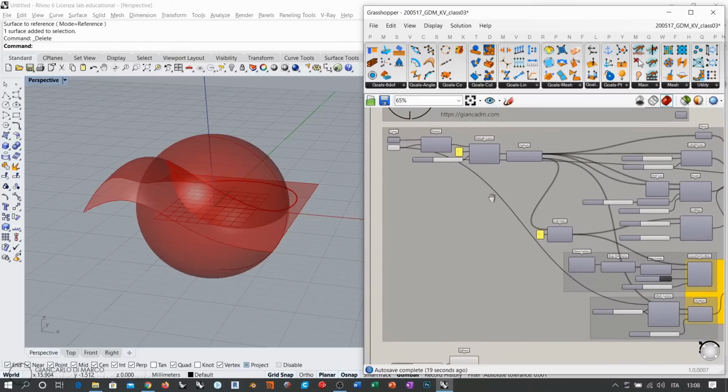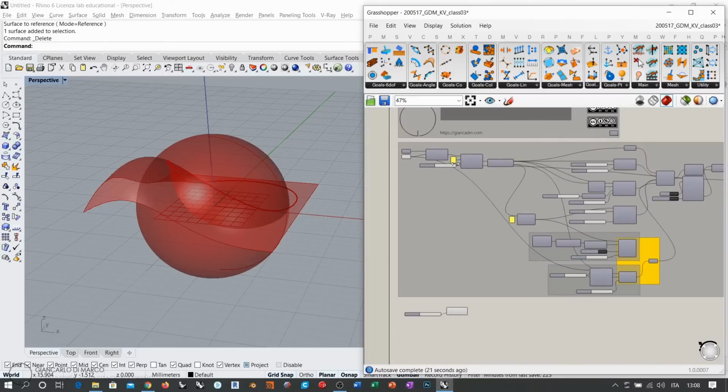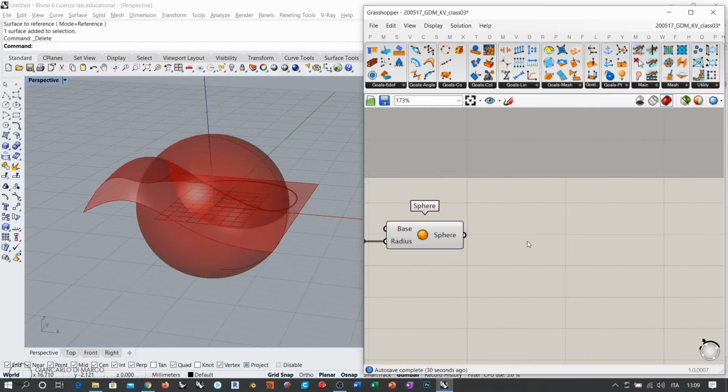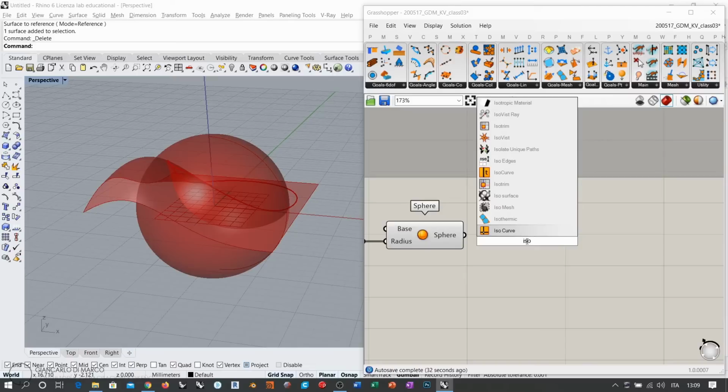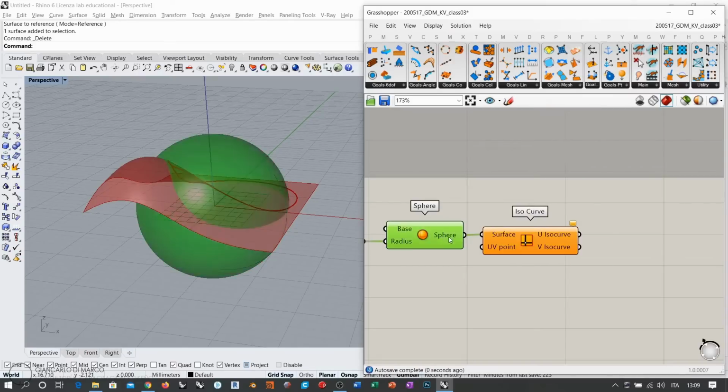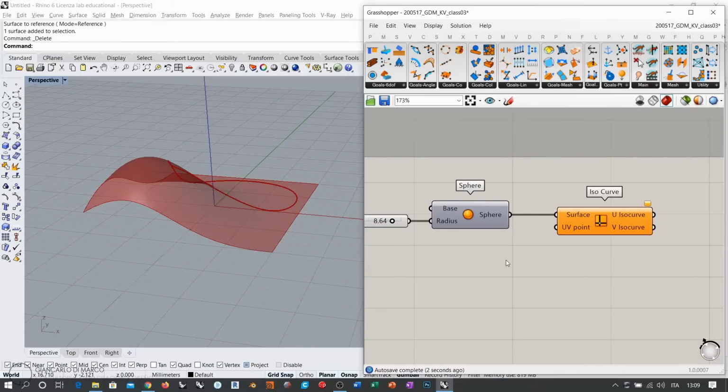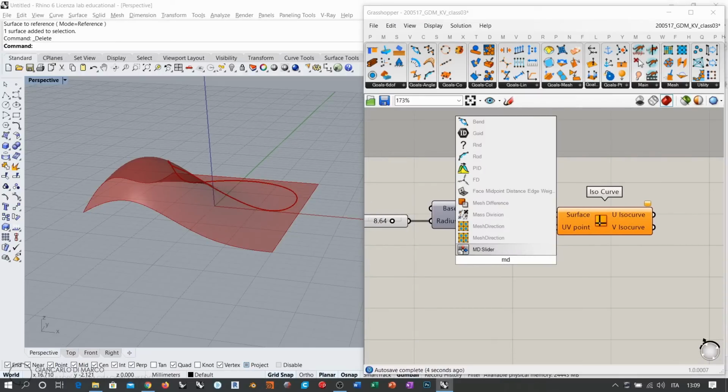So each time you change design, change scale, or change the resolution of your polyline, you must tweak the values of your goals. Okay, so once I have this, I can, for example, extract some isocurve from this surface, and I would use an MD slider.